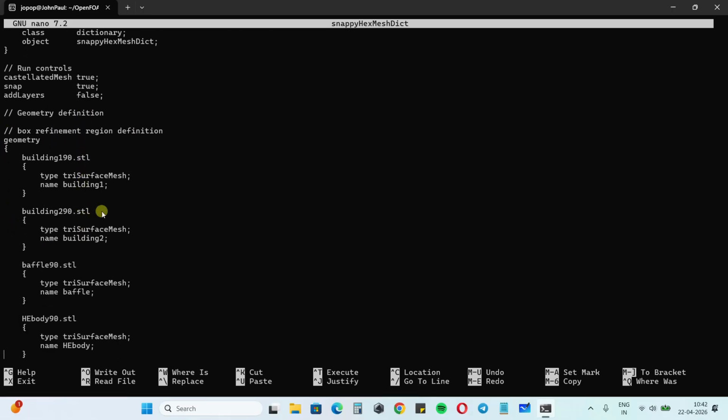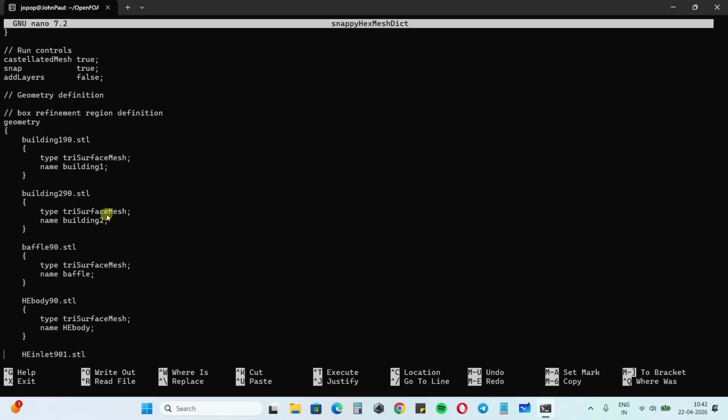So in the first part, the geometry definition, we include all the STL files. Just ignore the file name. Like I said, I had done a simulation with wind coming from the west direction, and then I rotated the geometry by 90 degrees to actually study the flow coming from the south. So that's why it has 90 in the file name.